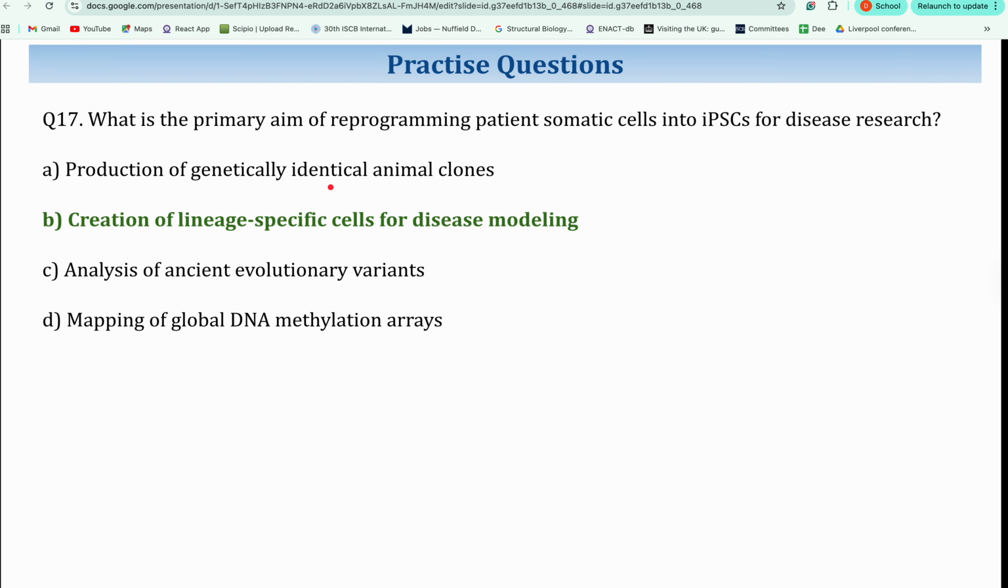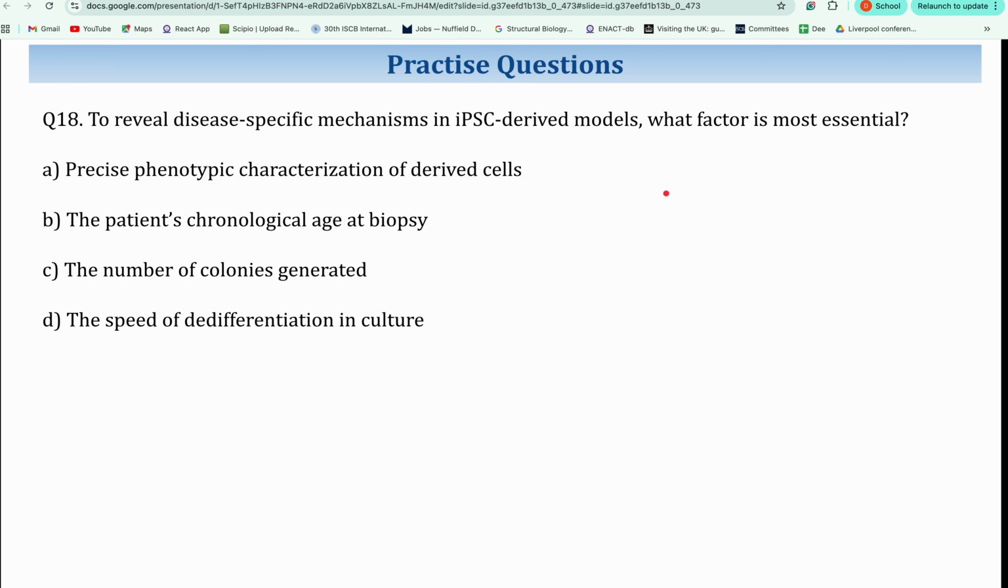If we talk about production of genetically identical animal clones, this was not the aim, and this is not what we want to do. Analysis of ancient evolutionary variant, this is also not true. Mapping of global DNA methylation, this is also not true. So the right answer is option B. Now let's move to the next question.